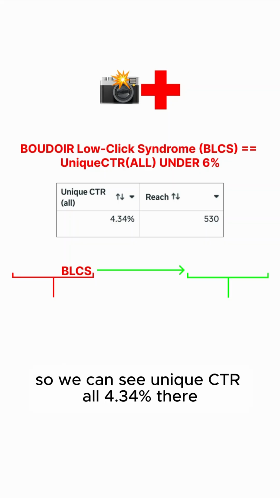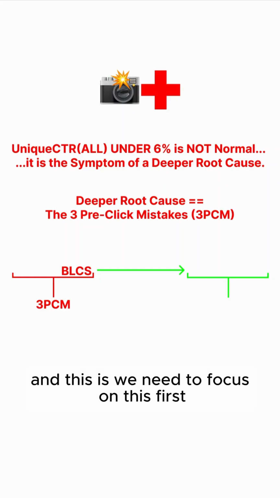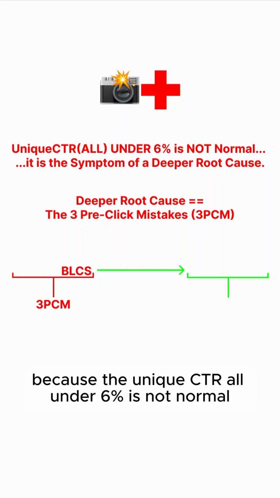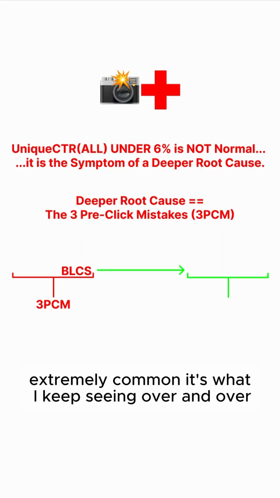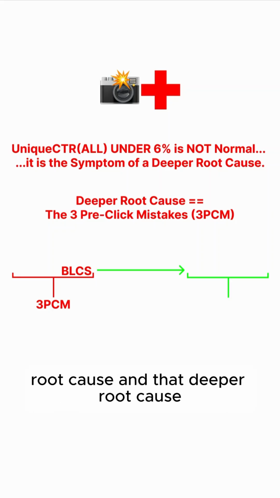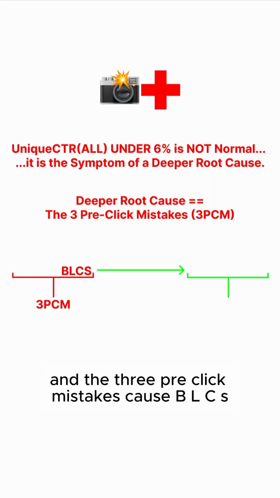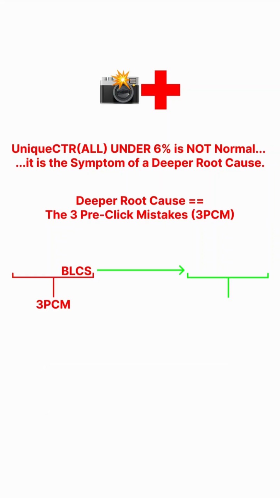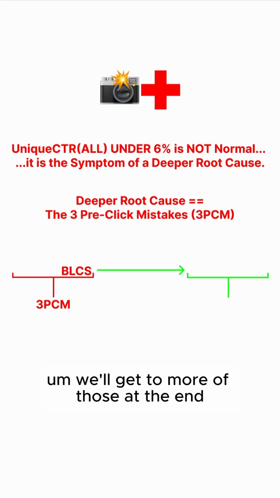So we can see unique CTR 4.34% there. We need to focus on this first because a unique CTR under 6% is not normal. Extremely common, though, and it's what I keep seeing over and over again. Every single Boudoir Facebook ad I've seen and tested has BLCS, unique CTR under 6%. And it's a problem because it's actually the symptom of a deeper root cause. That deeper root cause is the 3 pre-click mistakes. The 3 pre-click mistakes cause BLCS, and we'll get to more of those at the end.